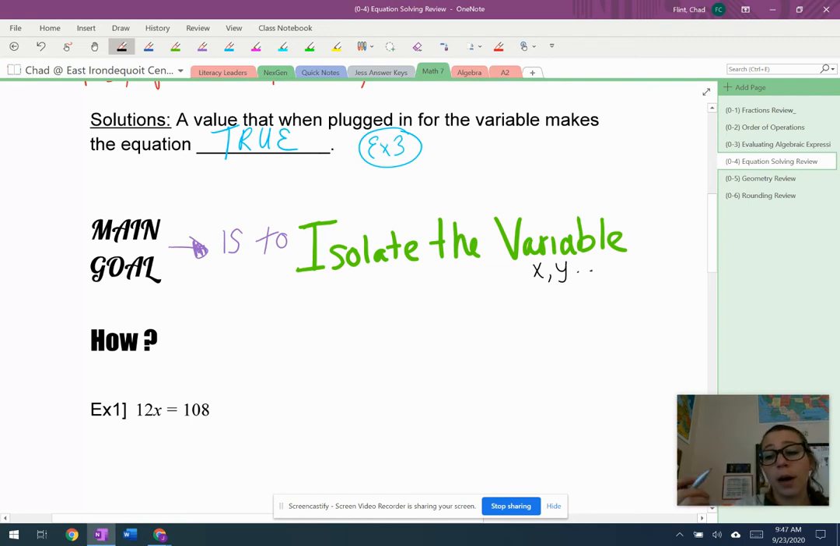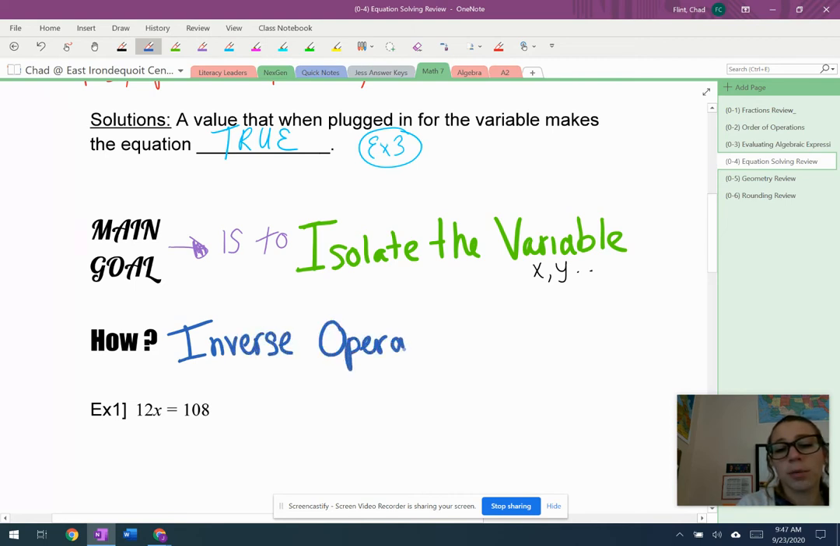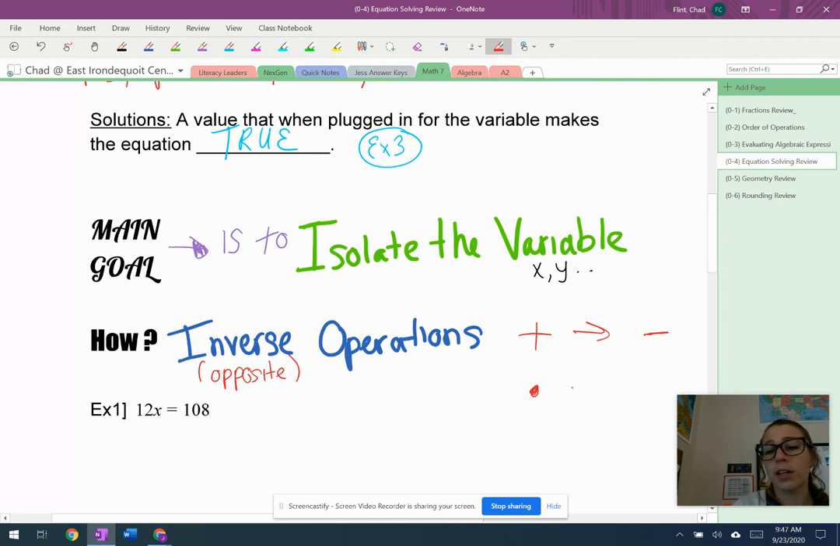And how do we do that? Well, you isolate the variable by using inverse operations. Another word for inverse, you could also be thinking of is opposite operations. So when I talk inverse operations, the inverse of addition is subtraction. The inverse of multiplication is division. Those opposite operations are their inverse operations.